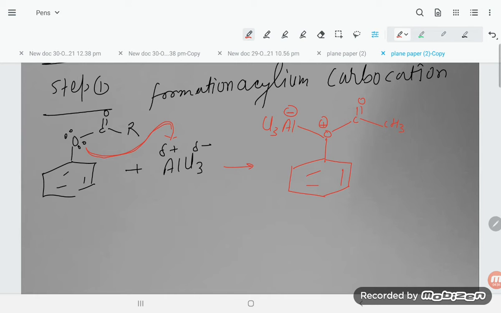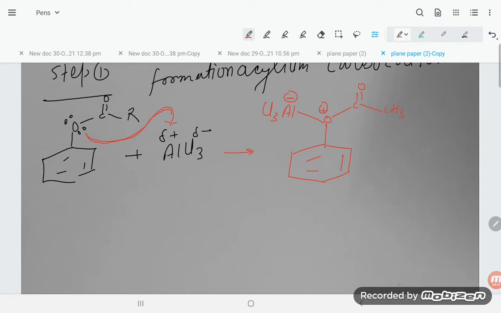Now, in the same step, you need to see what is going to happen. This is not actually the acylium carbocation. It is going to rearrange. How?